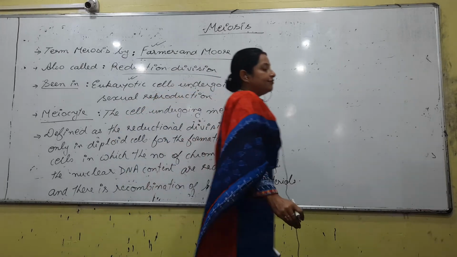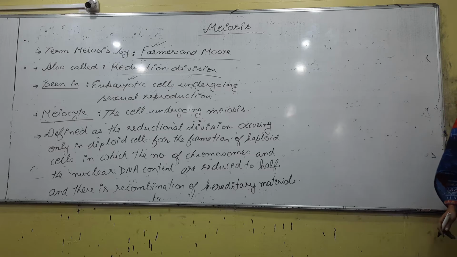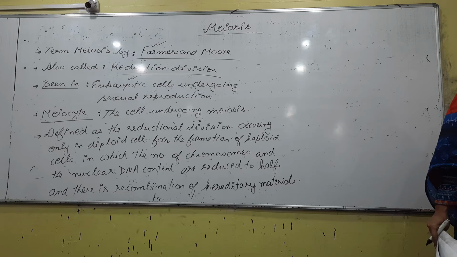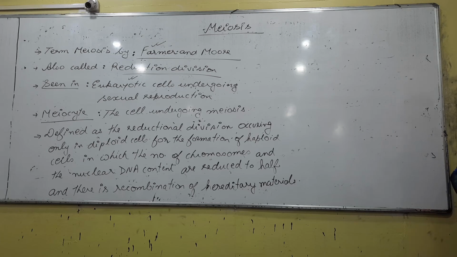The last point defines the process properly. What is meiosis? Reduction division. Where does it occur? In diploid cells. And diploid cells produce what? Haploid cells. In the process, there is an exchange of genetic material. So what we have read is that there is a recombination of hereditary materials. Crossing over means exchange.